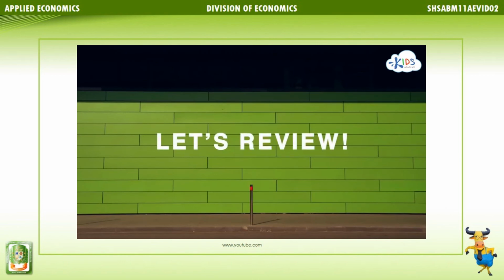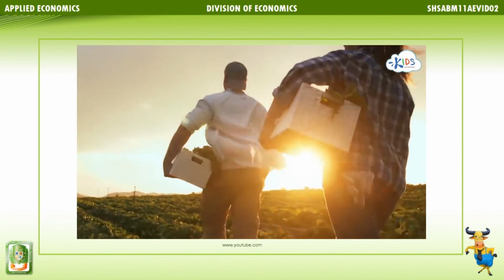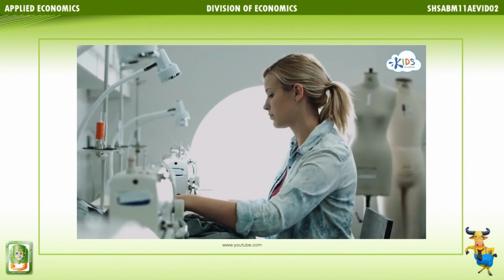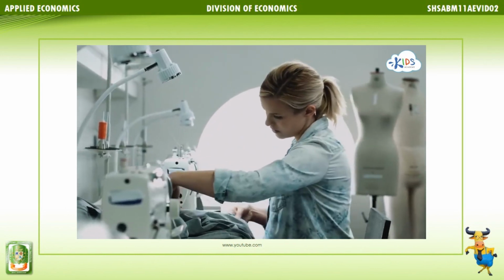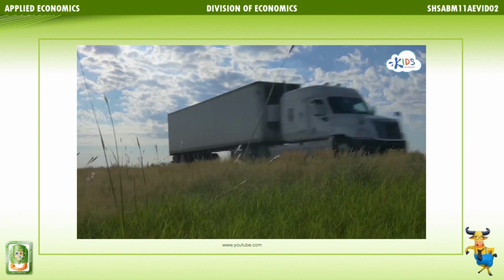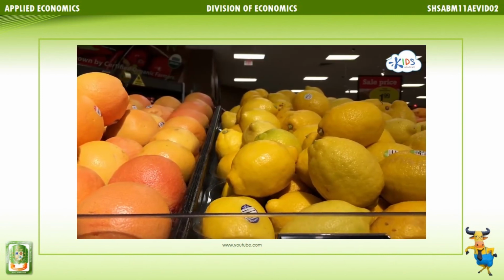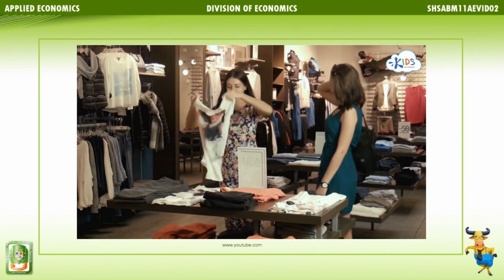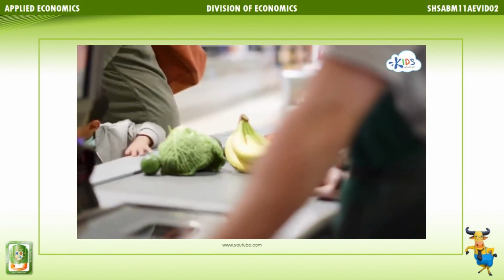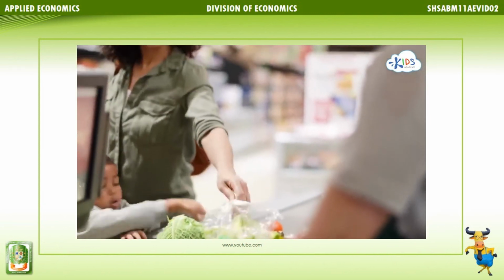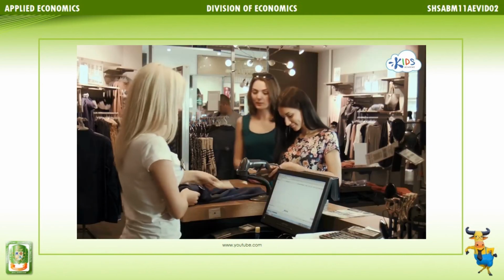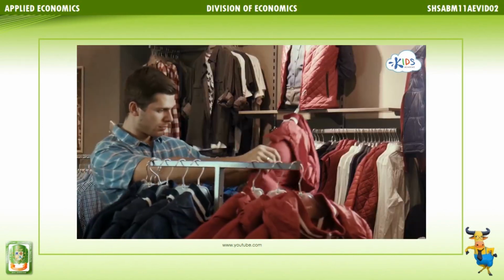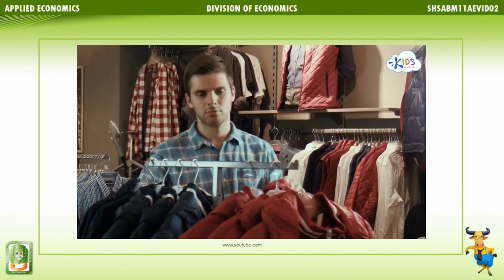Let's review. Step 1. Producers make something for people to buy, like food and clothing. Step 2. The items are sent to a store. Step 3. They are put on display for people to see. Step 4. Consumers buy them. Are you a producer or a consumer? Think about it.